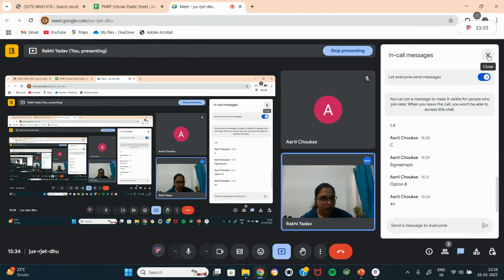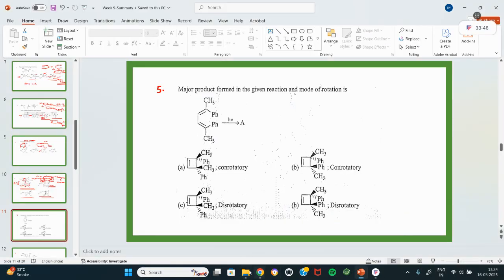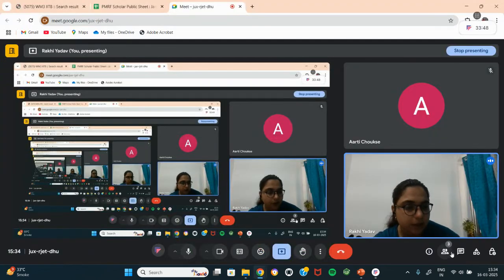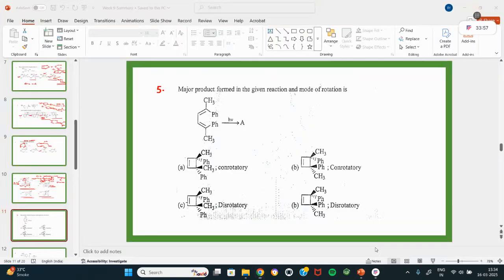4n under heating condition will undergo which type of rotation? Cone rotation or disk rotation? But I think there is photochemical condition. Yes. Now tell me, 4n system under photochemical condition will undergo cone rotation or disk rotation? Disk. Very good. So your job is done.